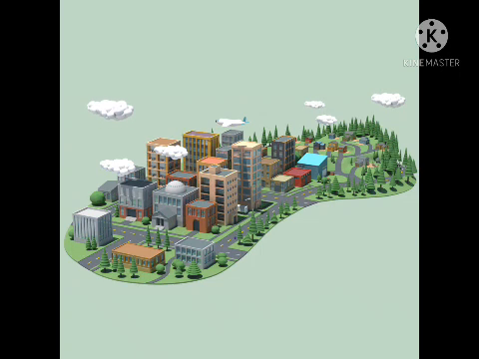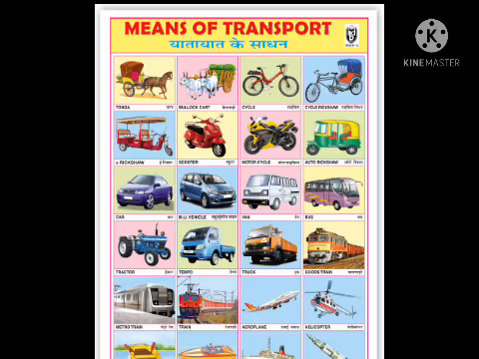Next is urban settlement, which means settlement in the city. Take the example of Mapsa city. Here you can see buildings, big houses, bungalows which are made up of bricks and cement. People in the urban area are engaged in manufacturing, trading, banking, etc. Till here we tried to understand settlement.